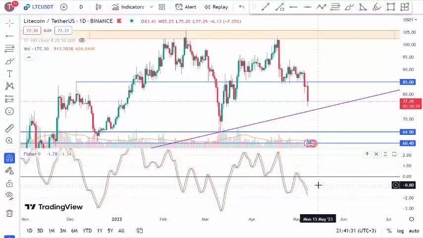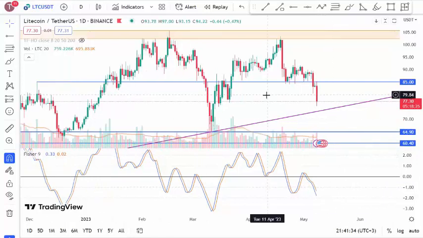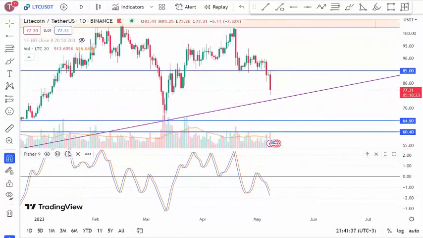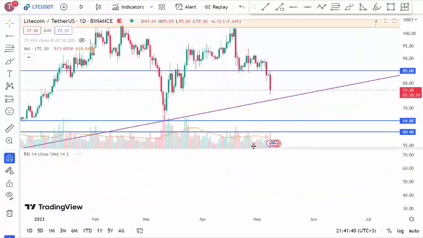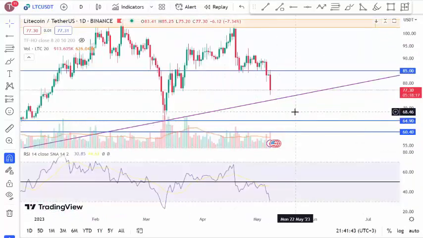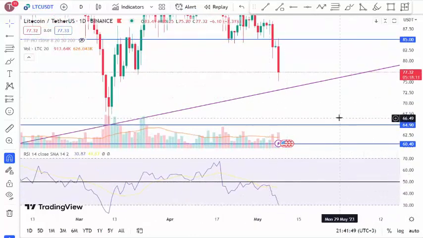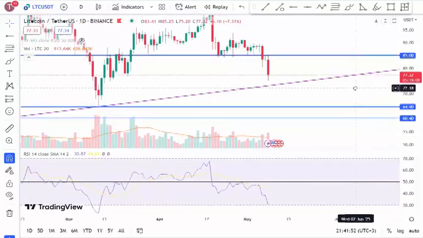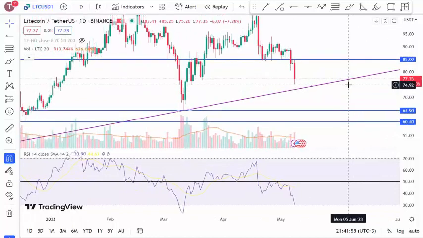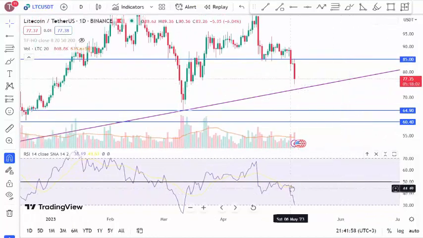We can't say that a buy signal has occurred yet, and it would be beneficial to wait until the Fisher indicator's blue line crosses above the orange line before entering a buy order. After closing the Fisher indicator, if we look at the RSI indicator, we can see that it has approached the oversold zone, suggesting that there will be further downward movement in price movements.